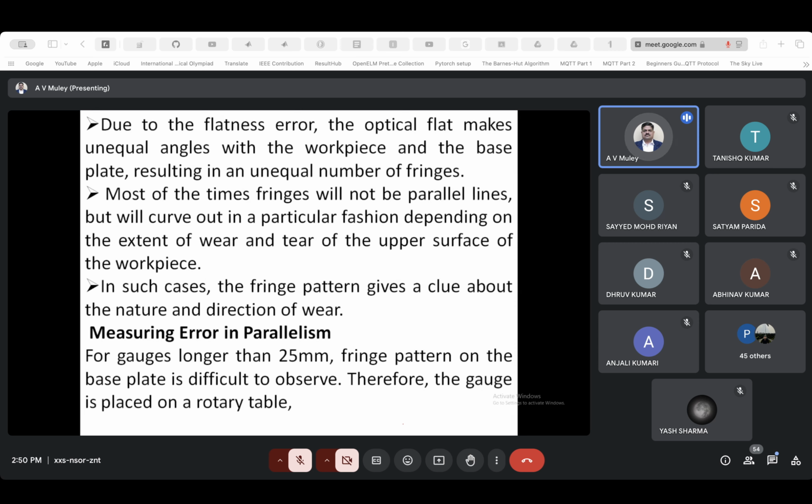Measuring error in the parallelism for gauges longer than 25 mm: the fringe pattern on the base plate is difficult to observe. Therefore, the gauge is placed on a rotary table. तो ये एक इसमें नहीं होगा. अगर लार्ज सरफेस है तो उस पर्टिकुलर केस में आपको रोटेट करना पड़ेगा.